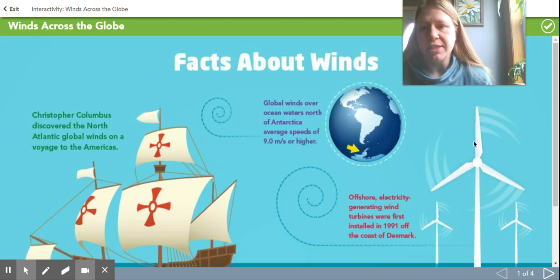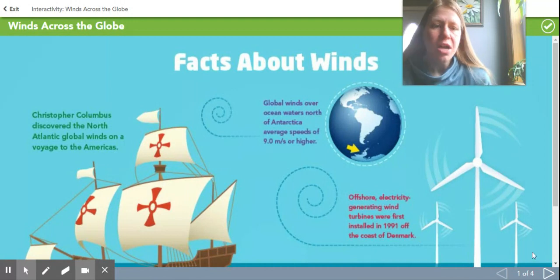Christopher Columbus discovered the North Atlantic global winds on a voyage to the Americas. Global winds over ocean waters north of Antarctica average speeds of 9 miles per second or higher. Offshore, electricity generating wind turbines were first installed in 1991 off the coast of Denmark.